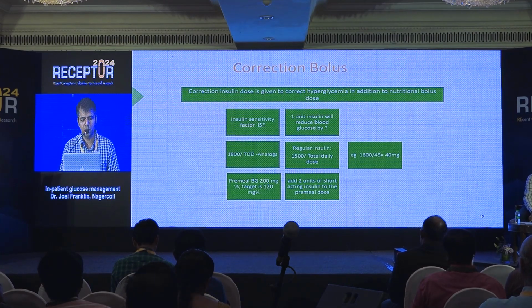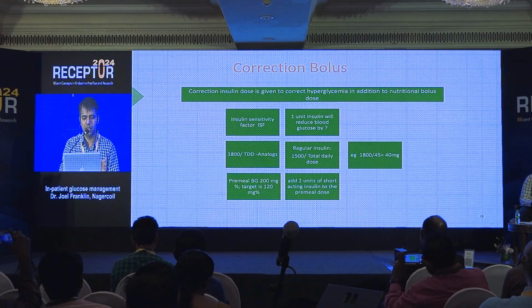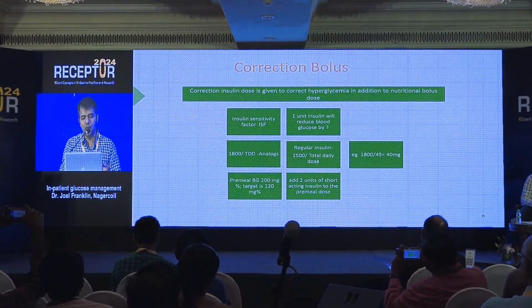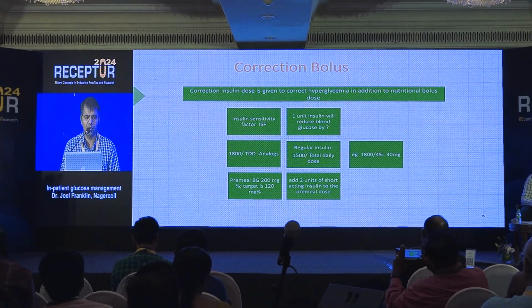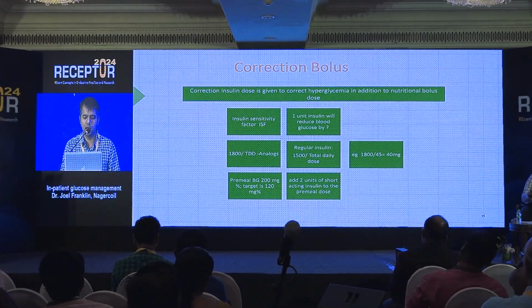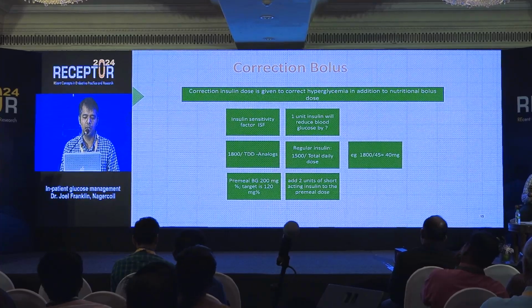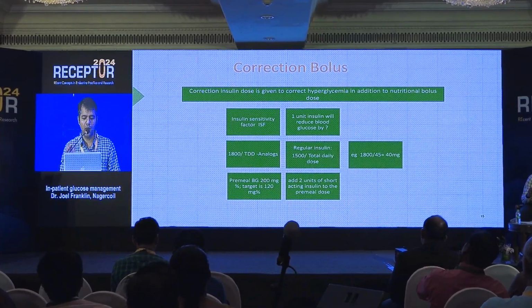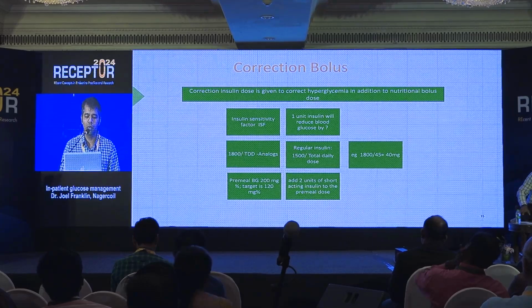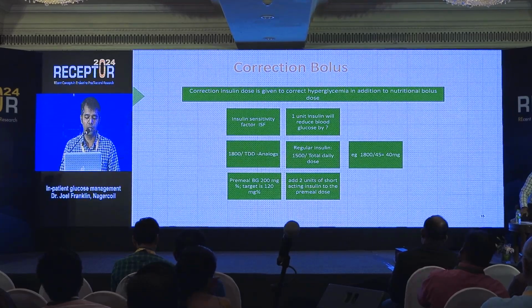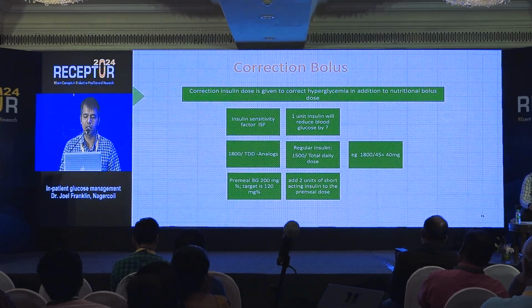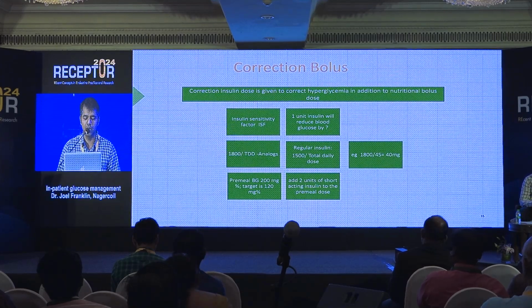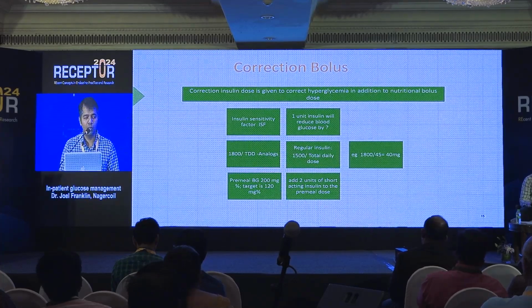So what is this correction bolus? Now you have set a basal bolus regimen for the patient. You consider, for example, 26 units of basal at 10 p.m. and 6 units of bolus with meals. Now we have a baseline dose with us, and we have to set the correction bolus dose. It's not that once we have started the basal bolus regimen, all the sugar levels will come down immediately. We have to give a correction bolus dose also. The correction insulin dose is given to correct hyperglycemia in addition to the nutritional bolus dose.